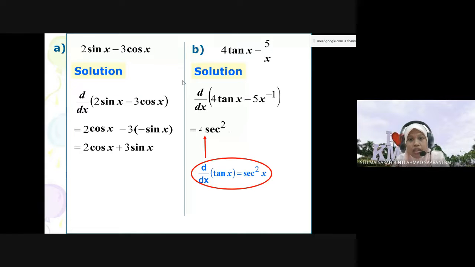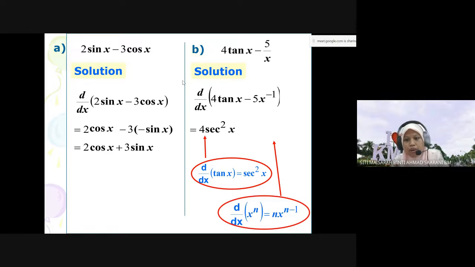So then 4 secant square x minus, to differentiate 5x power negative 1, we apply the rule x to the power of n, it becomes n x power n minus 1. So then minus 5 multiplied by negative 1, x power negative 1 minus 1. So then it becomes plus 5 over x squared. Alright, so the answer is 4 secant square x plus 5 over x squared.